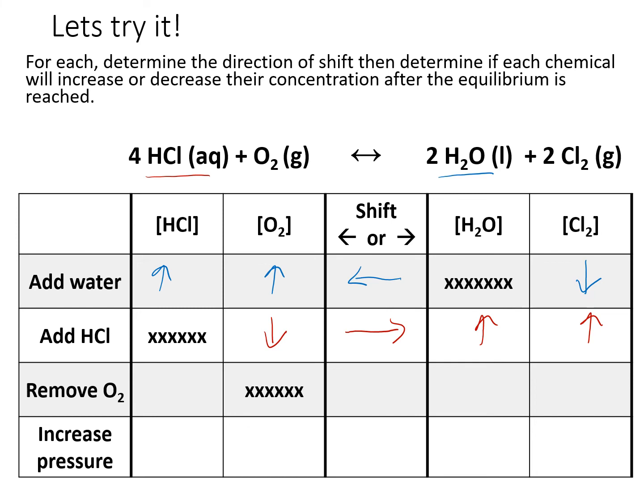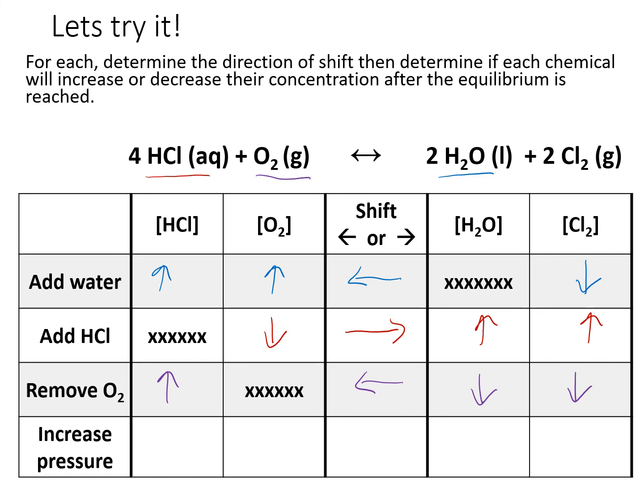All right, our third one, removing oxygen. So take a minute, think about that one. So we remove that oxygen, we have this space we need to kind of get back, right? We need to reform the oxygen. So it's going to go towards that oxygen. By having the reverse reaction take over, we're going to make more of the HCl and more of that oxygen that we removed. And we're going to use up and lower the concentrations of the water and the chlorine gas.